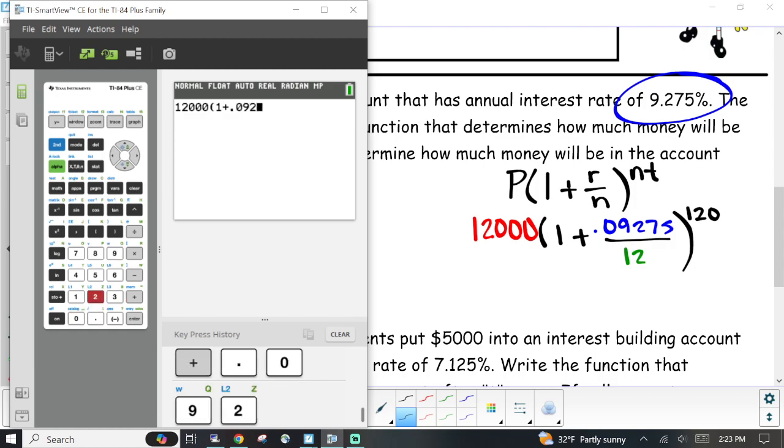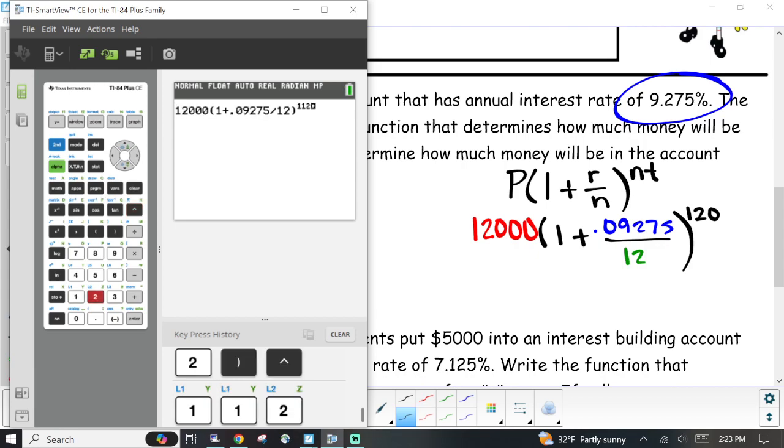I don't know why people forget it. If I had the answer, they wouldn't. Divided by 12. Now, Rich asked, do I have to put this in parentheses? You guys just straight up type it in. You don't have to do extra parentheses. You just need the one set that's part of the formula, and then I have to raise this to the exponent.